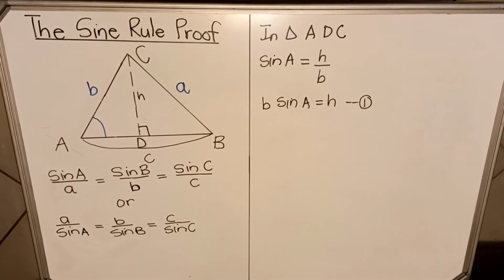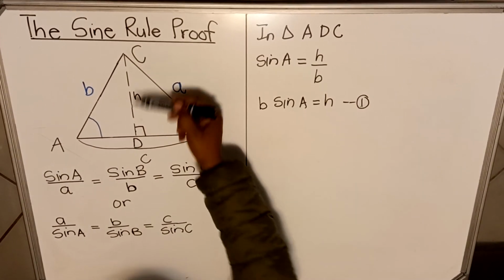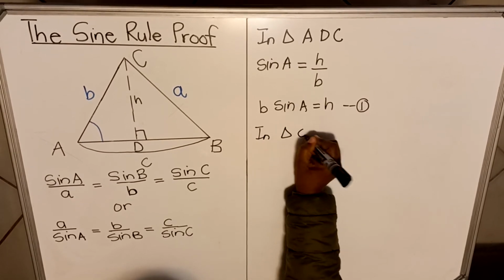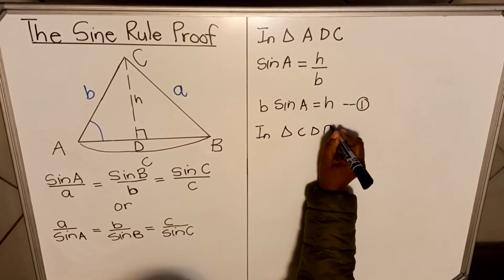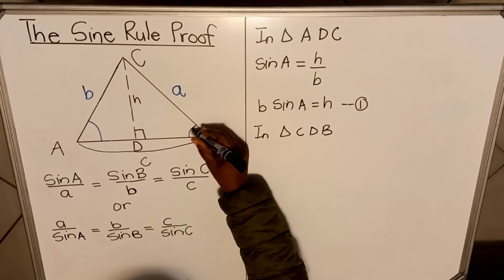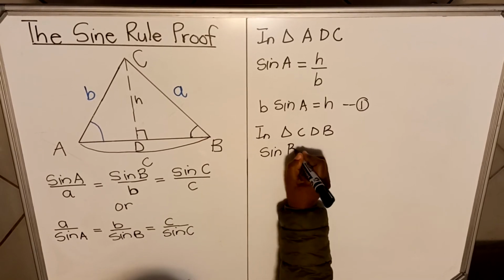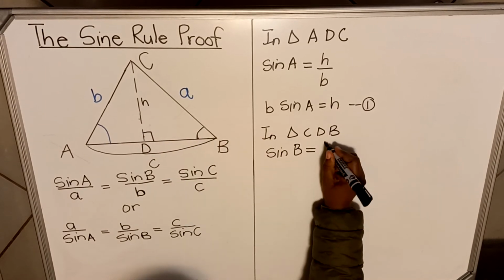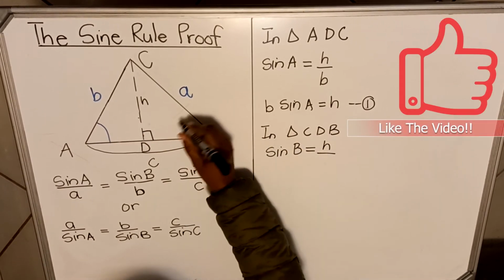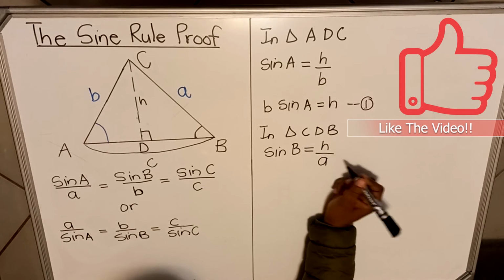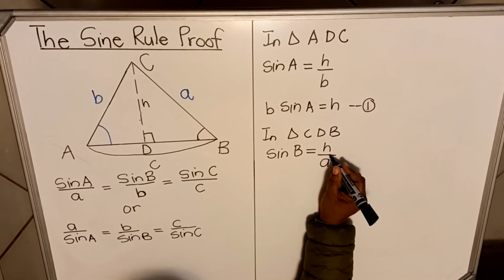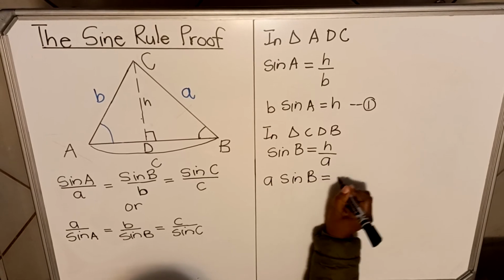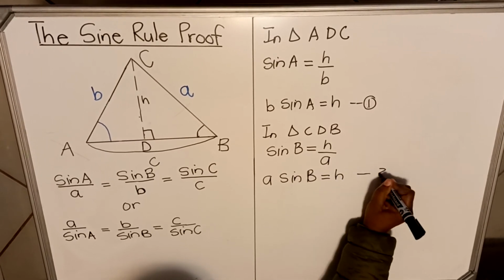Now we're using the other triangle, this triangle CDB. In triangle CDB, here's our angle. So we'll have sine B is equal to opposite, which is our h, over hypotenuse, which for this triangle is a. So also we solve for h here. We'll have a sine B is equal to h. This will be our equation 2.